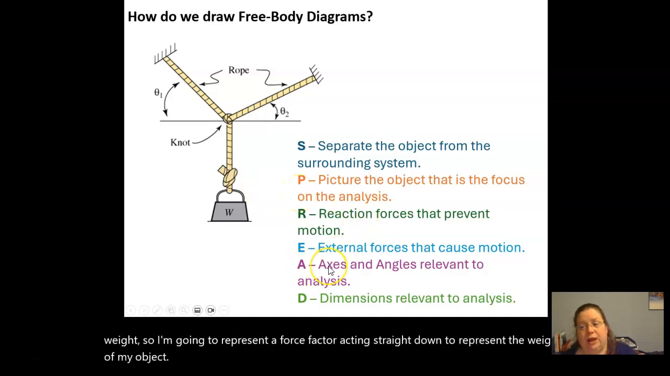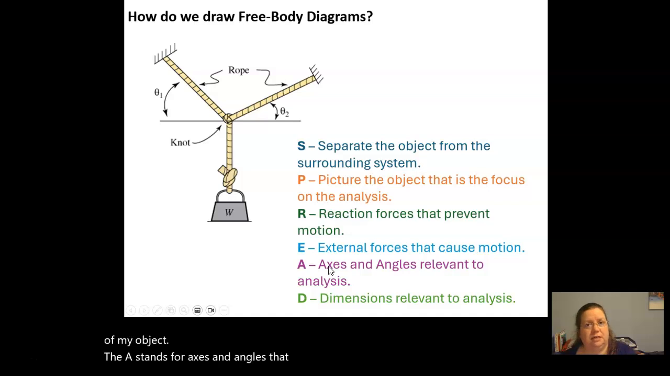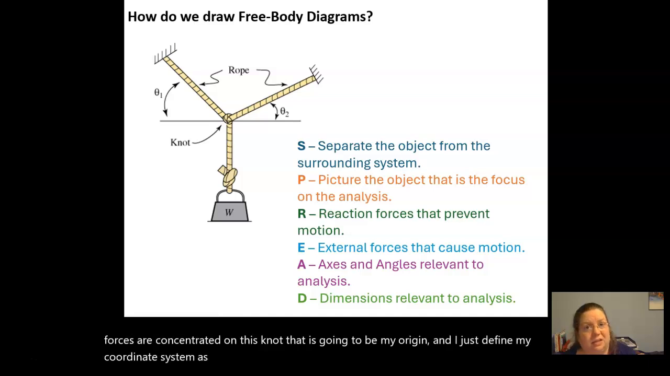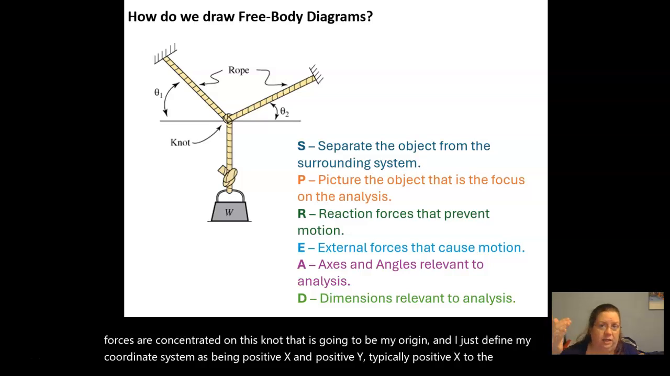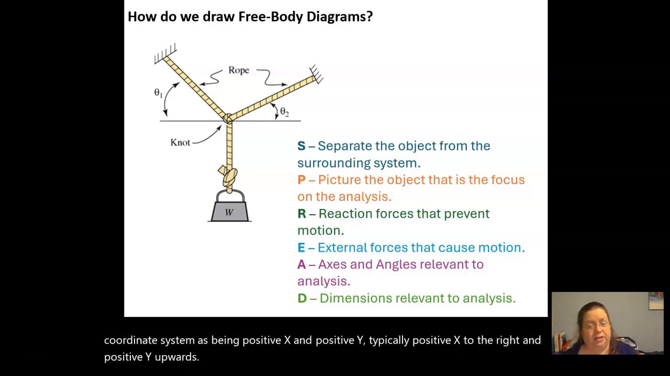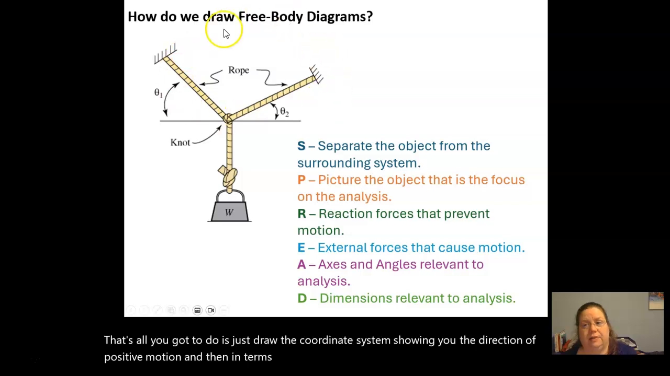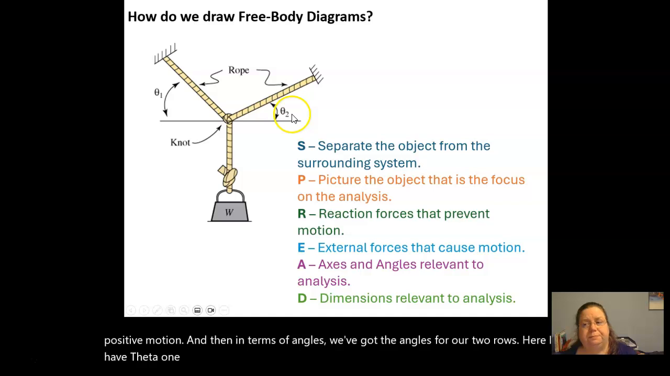The A stands for axes and angles that are relevant to the analysis. Right now, because all of my forces are concentrated on this knot, that is going to be my origin, and I just define my coordinate system as being positive x and positive y. Typically positive x to the right and positive y upwards. That's all you've got to do, is just draw the coordinate system showing you the direction of positive motion. And then in terms of angles, we've got the angles for our two ropes here. I have theta 1 and theta 2.